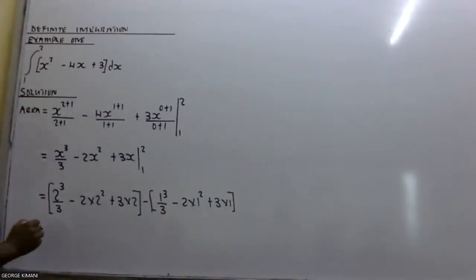Negative 12. 2 over 3. 2 over 3. At 2 or 3. No, 2 over 3. Oh, 2 out of 3. Yeah. Exactly. Okay.